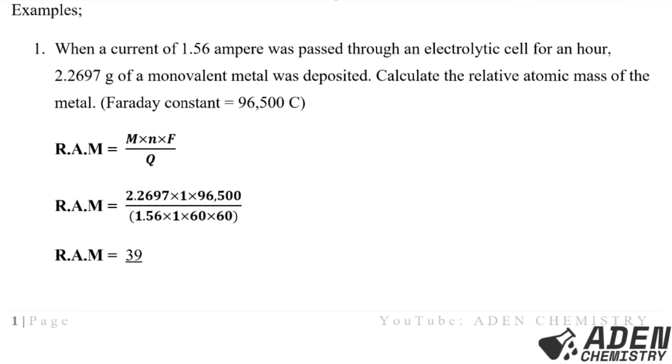Remember, we said Q is obtained by using the formula IT. I is current, which is measured in amperes, so 1.56 multiplied by time. Time here is an hour, that's 1 hour, but we have to convert it into seconds. So we multiply it by 60, again by another 60 to convert it into seconds. When we put all this in the calculator, what we are going to get is 39. So that means the R.A.M is 39. Remember, R.A.M has no unit. We are going to leave our answer like that.